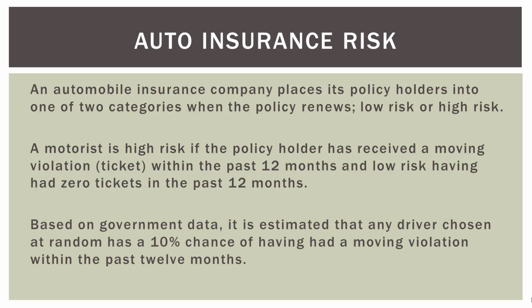Now based on government data, we estimate that any driver chosen at random, just out on the road, so you look over at the person next to you at the stoplight, there's a 10% chance that that driver next to you has had a ticket in the past 12 months. Of course, that means there's a 90% chance that they have not. Just based on different sources and the fact that people that get tickets tend to get multiple tickets, I estimated a 10% chance of having had a ticket and a 90% chance of having not had a ticket.